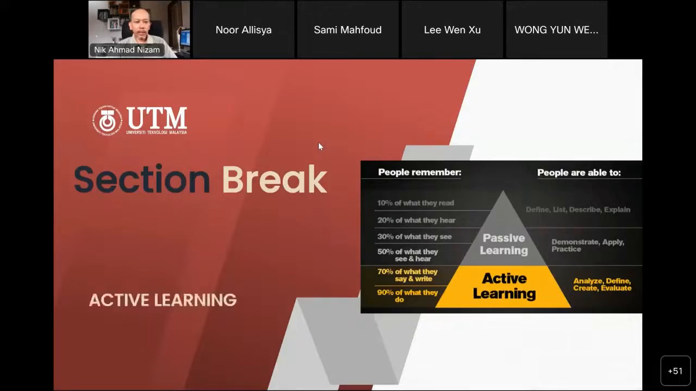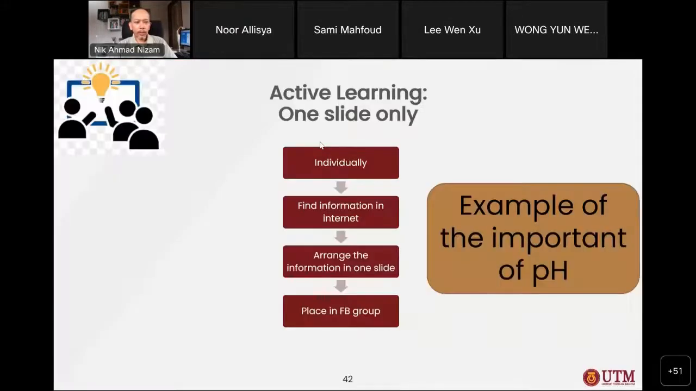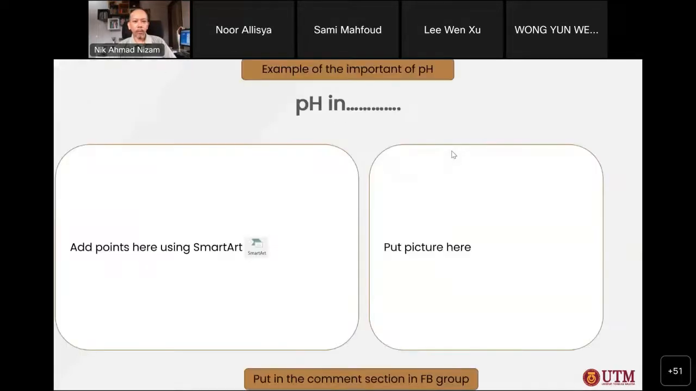So I think you have an active learning section. Just one slide only. I want you to come up with examples of the importance of pH. Individually find information about the importance of pH, arrange the information in one slide, and put it in the FB group. This is an example.